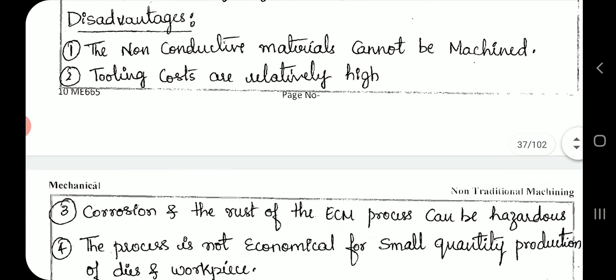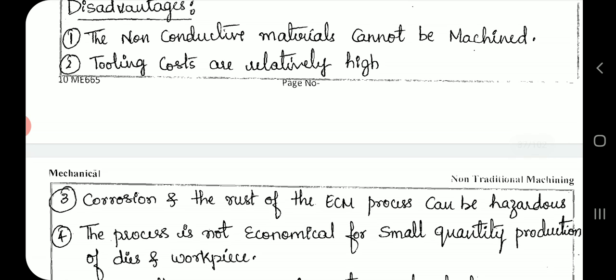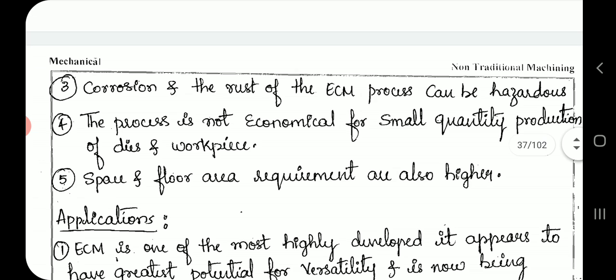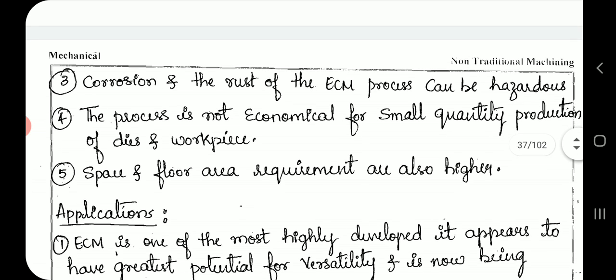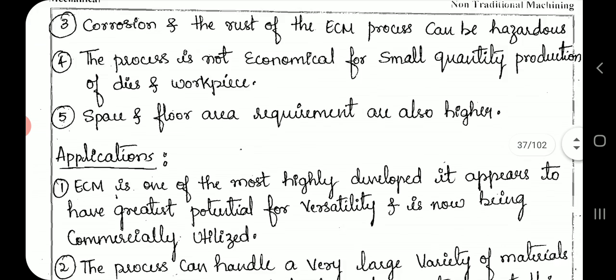Disadvantages. Non-conductive materials cannot be machined. Tooling costs are relatively high. Corrosion and rust from the ECM process can be hazardous. The process is not economical for small quantity production of dies and workpieces. Space and floor area requirements are also higher.